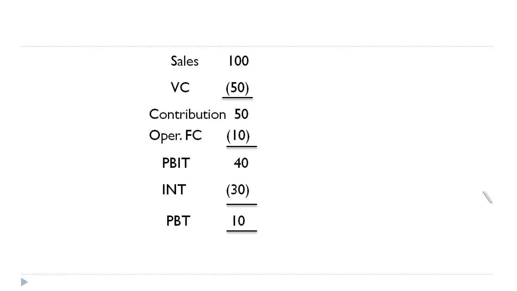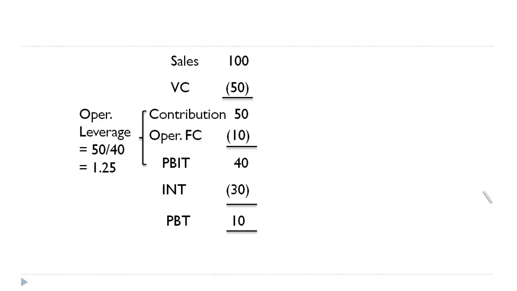Now with this information, we are going to calculate three types of leverages, namely operating leverage, financial leverage, and combined leverage. So how do we calculate operating leverage? We will establish a relationship between contribution and PBIT. Contribution divided by PBIT would give operating leverage. So we'll write operating leverage is equal to contribution, which is 50, divided by PBIT, which is 40. So the operating leverage is 1.25.